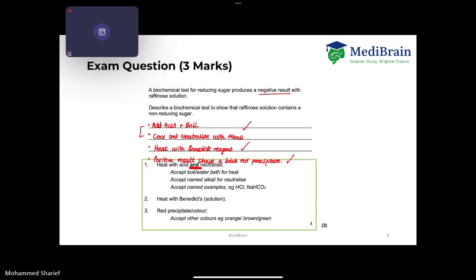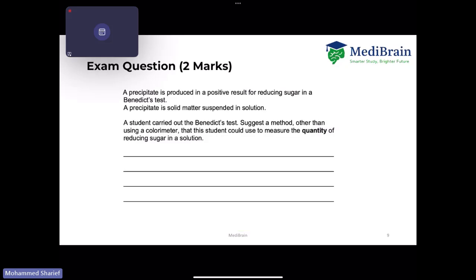Okay, so moving on. Next question. Now, this is a really common question. It's actually an application question, but this question has been repeated, so it's really just learn the mark scheme for this question and you'll be fine with any answer. A precipitate is produced in a positive result for reducing sugar in a Benedict's test. A precipitate is a solid matter suspended in solution. A student carried out the Benedict's test. Suggest a method other than using a calorimeter that this student could use to measure the quantity of reducing sugar in solution.